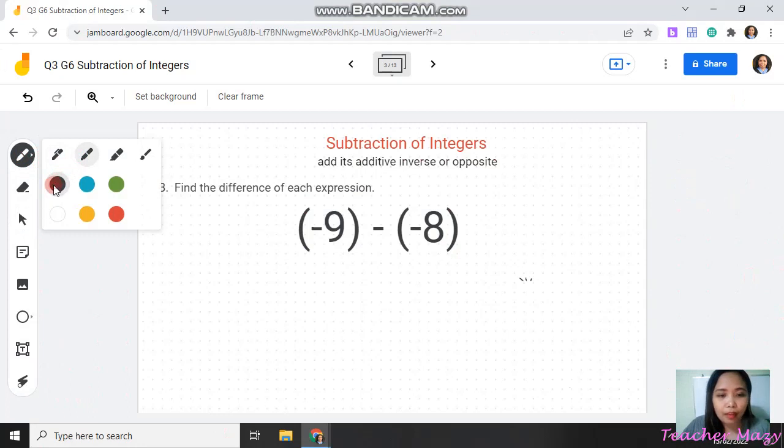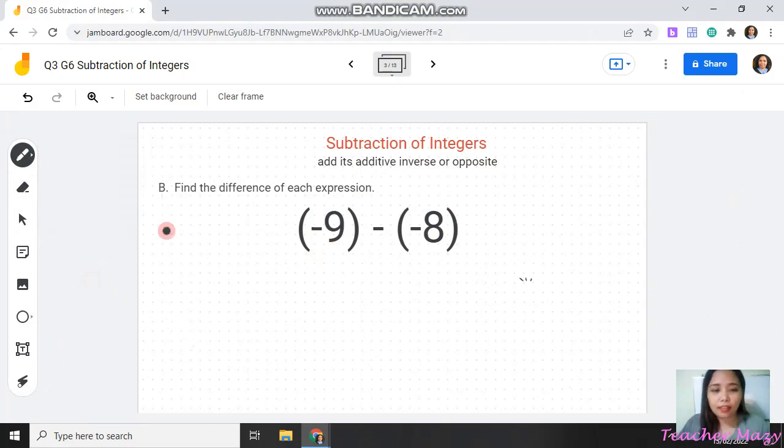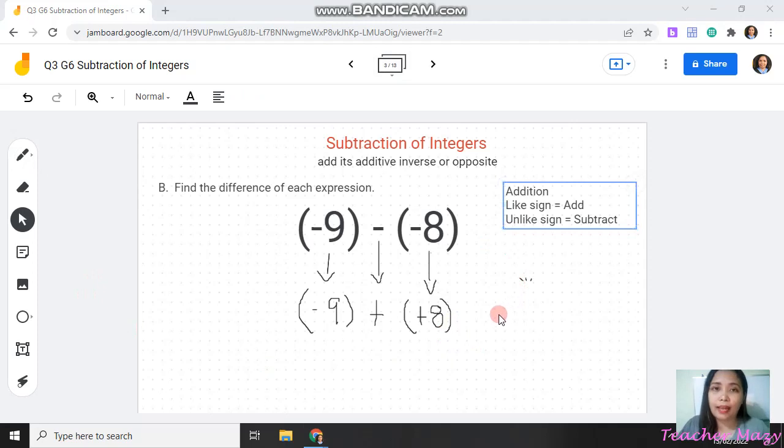So for example, we have here negative 9 minus negative 8. Let's find the difference of each expression. It says that we need to add its additive inverse or opposite. First, all you have to do is to copy the first term, so that is negative 9. And then we need to change the operation, so from subtraction, it becomes addition. Then get the additive inverse or the opposite of our subtrahend. So this is negative 8, it becomes positive 8.